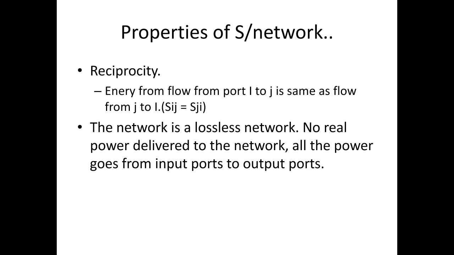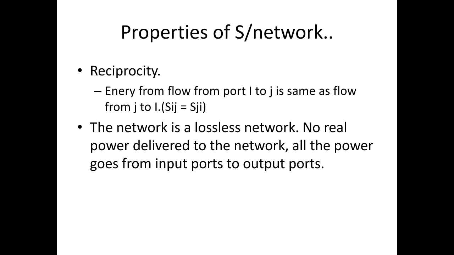What are the properties of the microwave network? The first property is that it is reciprocal. So the energy that flows from i to j is equal to the energy that flows from j to i. Or in other words, the attenuation that a propagating signal experiences while flowing from port i to j is equal to the attenuation that the signal will face if it moved in the opposite direction, from port j to i. This implies that in the scatter matrix, Sij is equal to Sji.